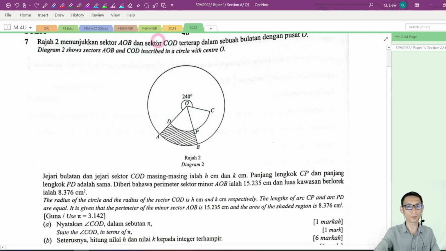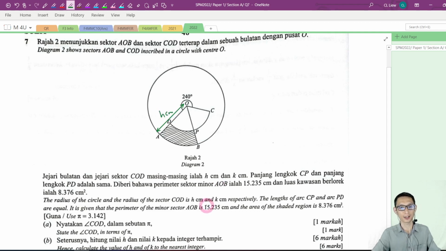Let me label first. This is the radius of the circle, which is equal to, okay, if I draw it this way, maybe it will confuse you. From here to here. Okay, this one. So this is h centimeter, and the radius of the sector COD, which is the smaller one, this is k centimeter.